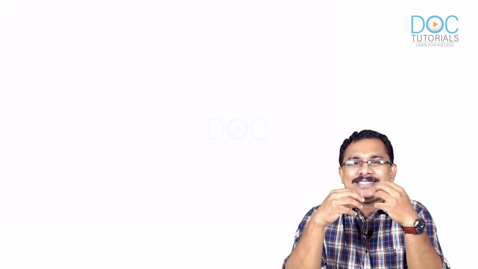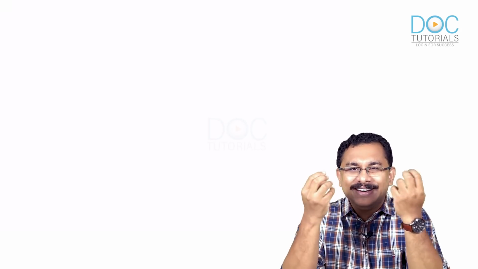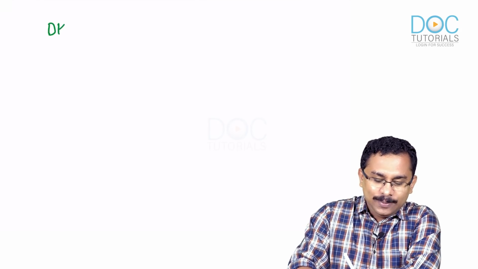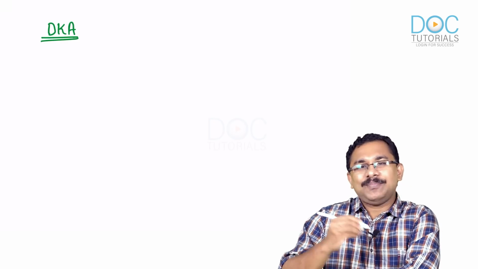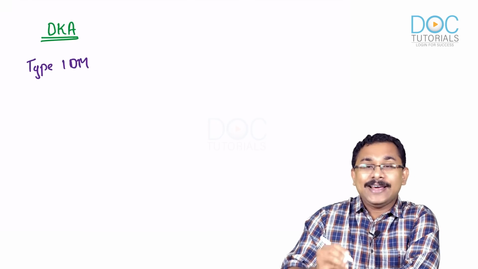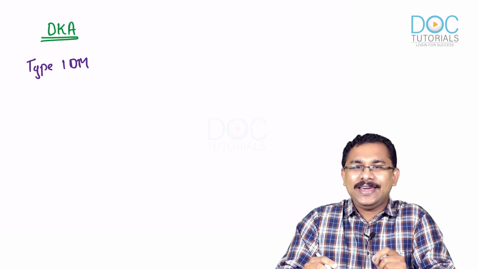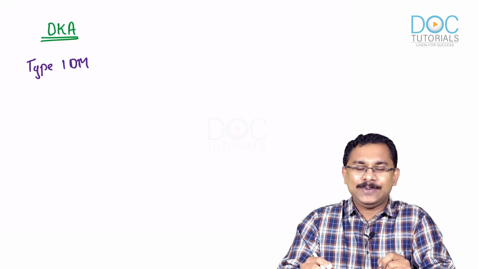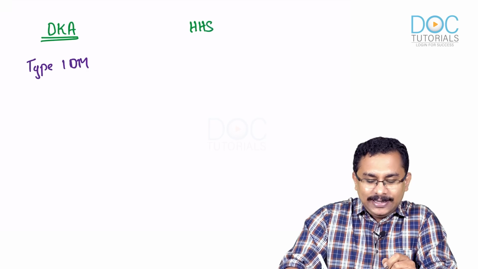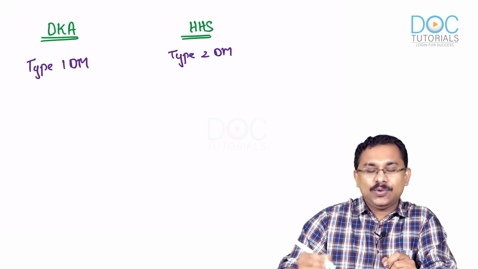Why does this occur? Is there any similarity between these two conditions and what are the differences? Diabetic ketoacidosis, DKA, is more commonly seen in type 1 diabetes mellitus. Does that mean type 2 doesn't develop DKA? No, but the chance of development of DKA is more for type 1 diabetes mellitus. HHS is an entity that you more commonly associate with type 2 diabetes mellitus.